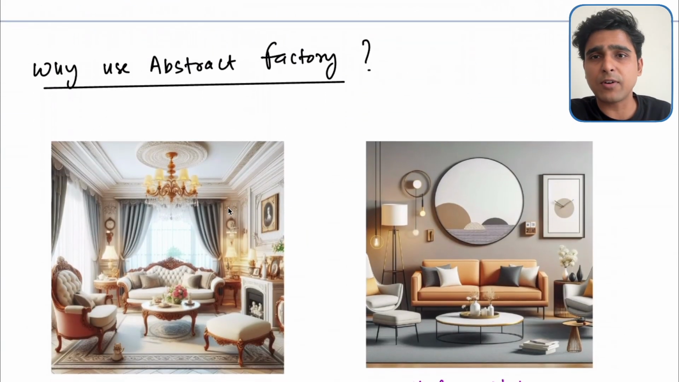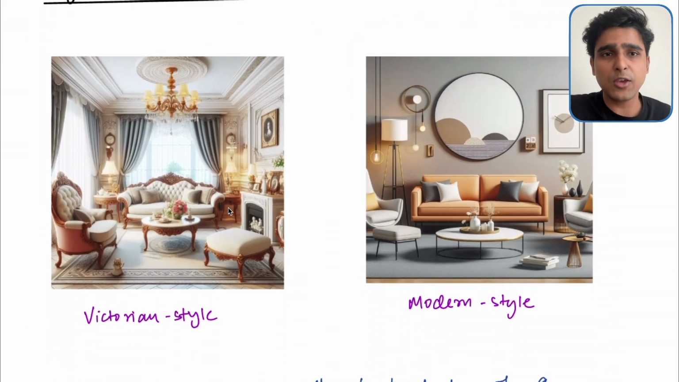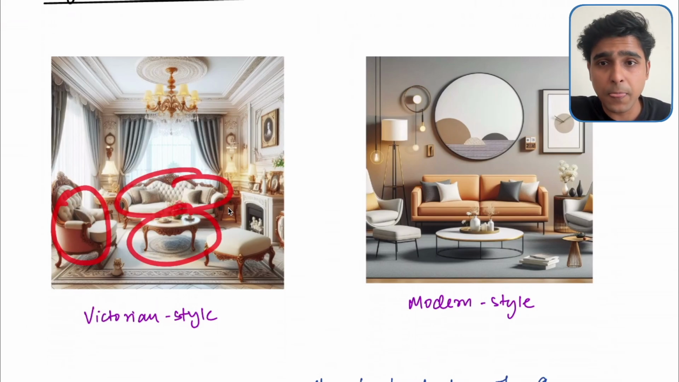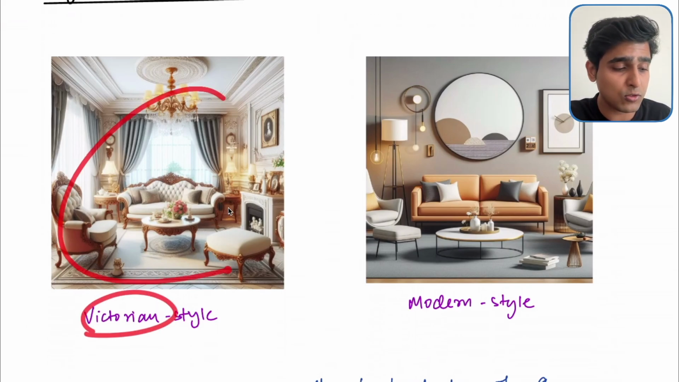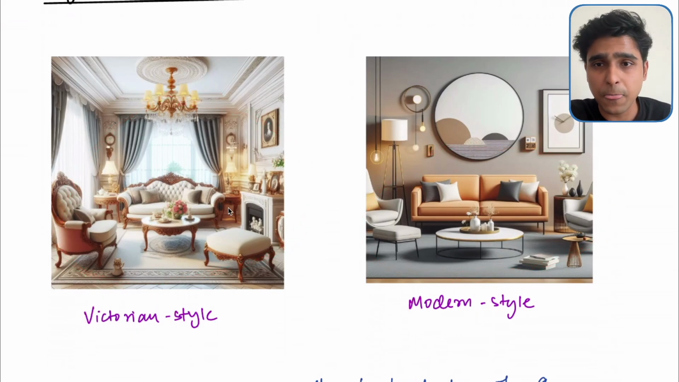Now, so let's start with why use abstract factory. Let's consider a scenario. Let's say you want to start a furniture factory, and for example, right now you just want to manufacture chair, sofa, and your coffee table. So these are the three products you want to manufacture, but you want to manufacture their variants also. For example, you currently want to manufacture in two variants. One is the Victorian style, which looks like this, and a modern style furniture, which looks like this, right?